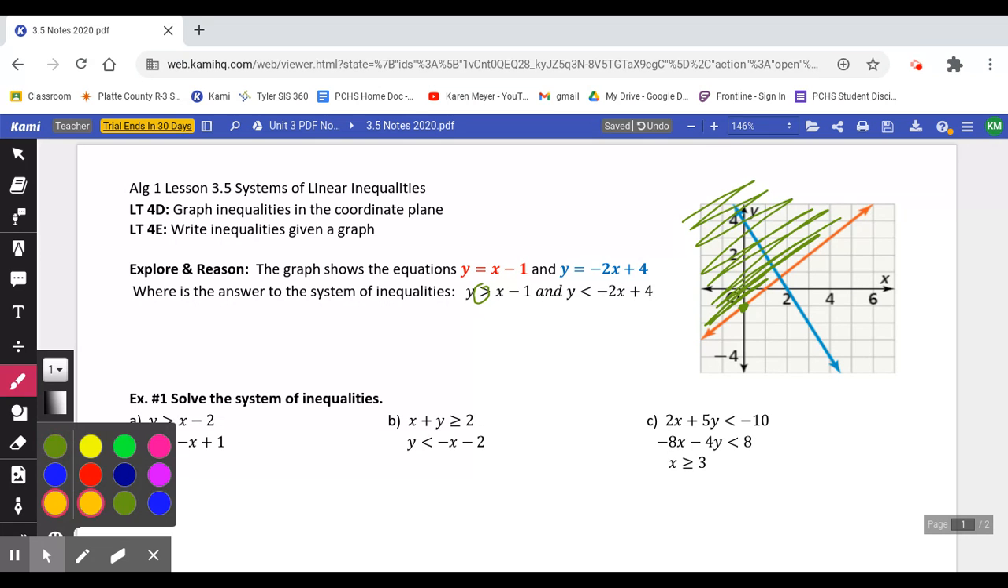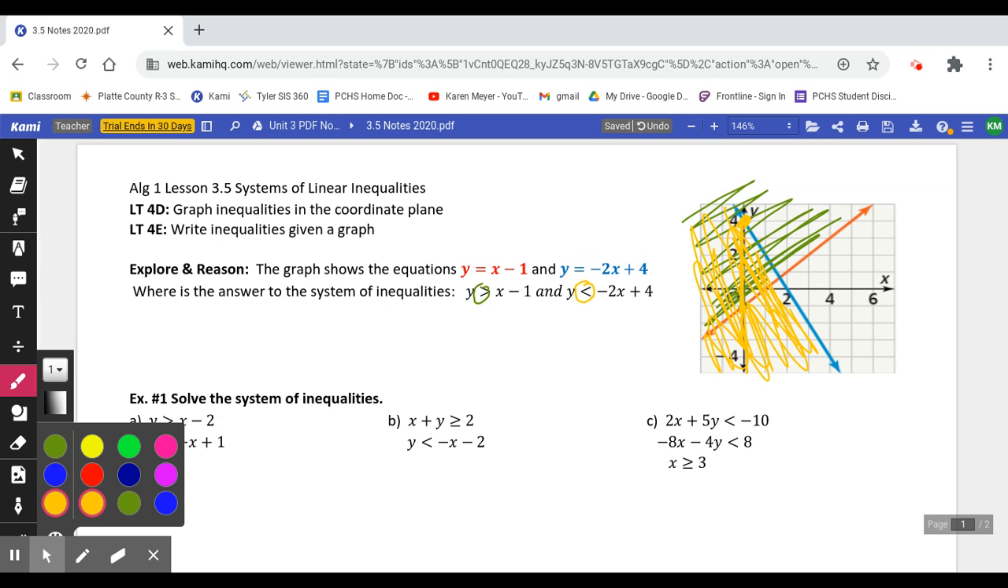So now let's look at the second line. The second line is the blue one. And this one says the inequality is less than. So put your pencil on the y-intercept of 4. And less is when we go down. So you want to shade everything below that line.